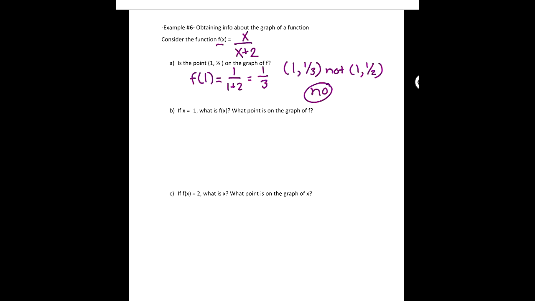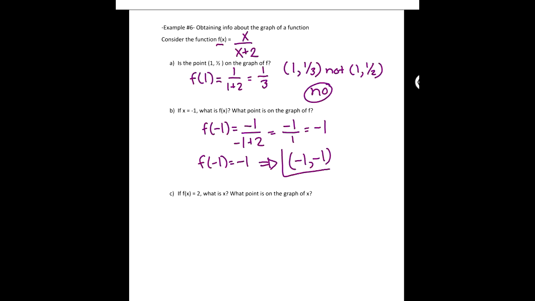If x equals negative 1, what is f of x and what's the point? Well, that's similar to the first question. So I'm going to find when x is negative 1, so I want f of negative 1, which will be negative 1 over negative 1 plus 2, which is negative 1 over 1, which is negative 1. So f of negative 1 equals negative 1. So that would mean the point would be negative 1, negative 1, where x is negative 1 and y is negative 1. And that would be on the graph.